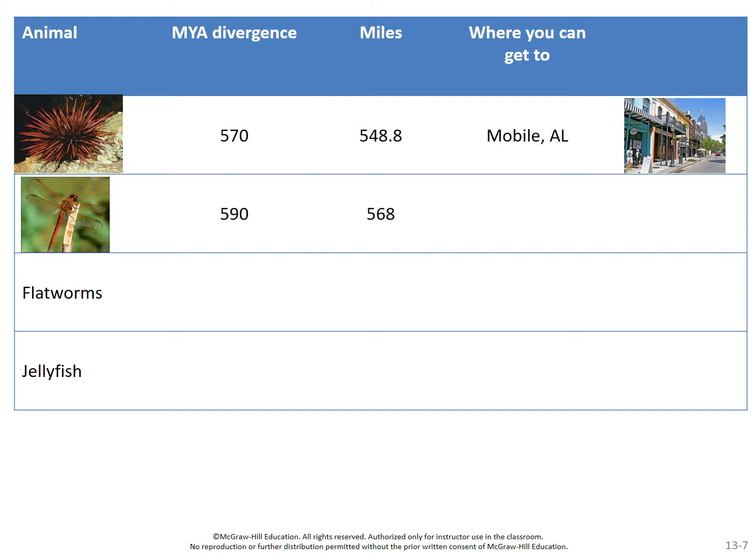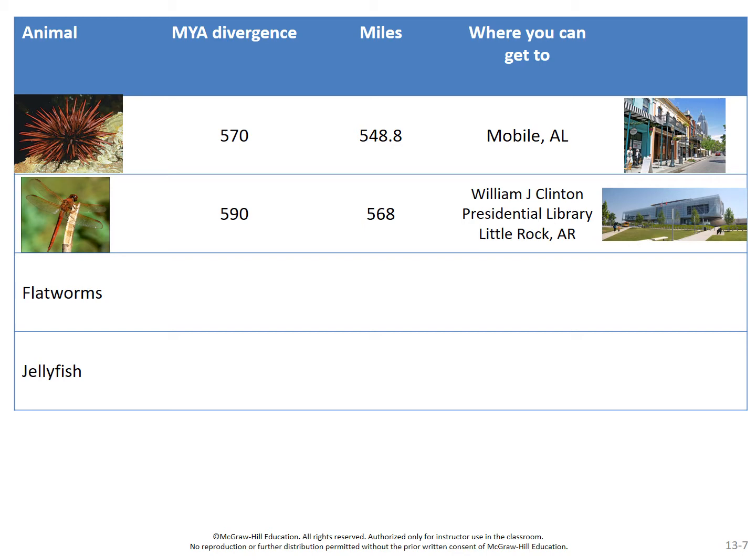That's going to be about 568 miles, and it's just about exactly 568 miles from Tazewell to the William Jefferson Clinton Presidential Library in Little Rock, Arkansas. So I really hope that y'all come to my library. You can lay down pennies and establish our divergence point from arthropods. But if you do that, just recall, I did not make you lay those pennies down.